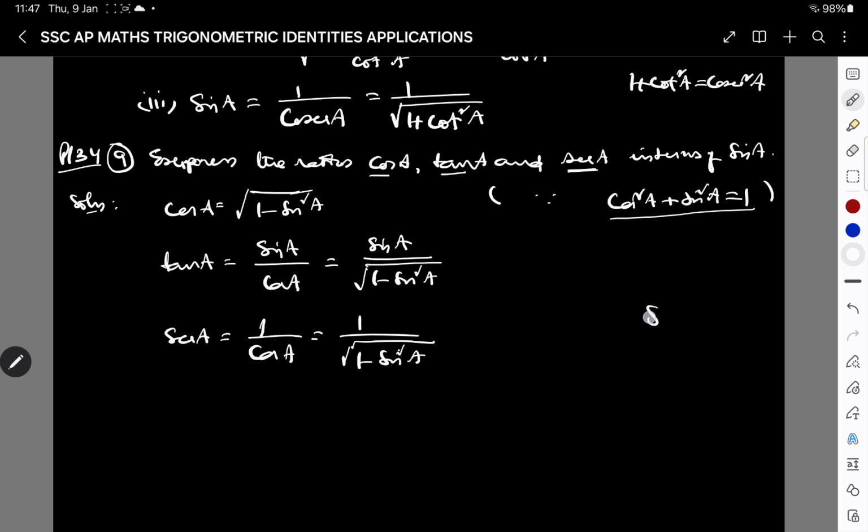We did, suppose sine is equal to 3 by 5, find all the other ratios. You are able to find using a triangle. Now using these formulae, you can find the other ratios, right?